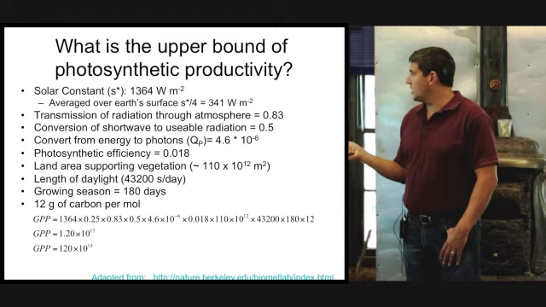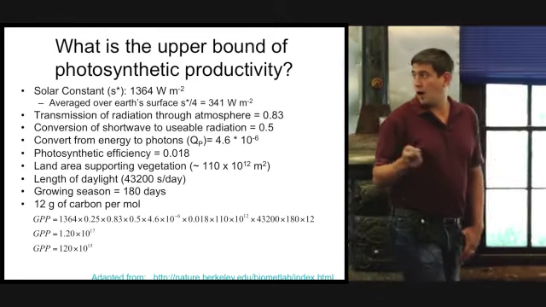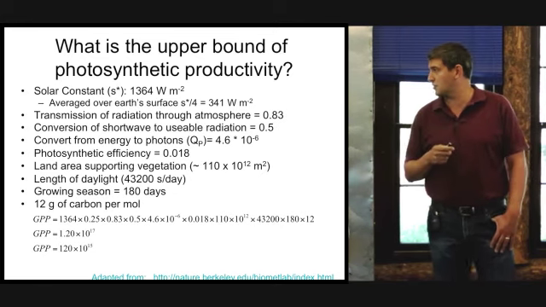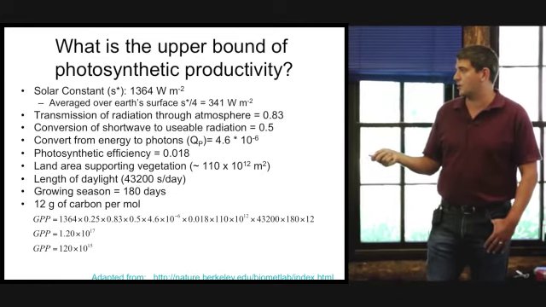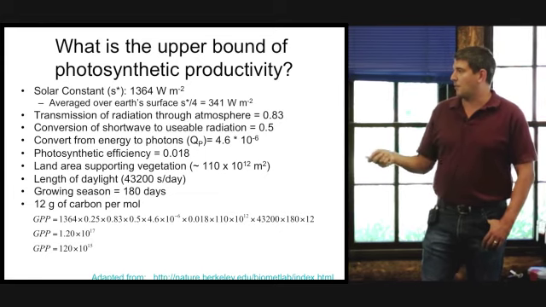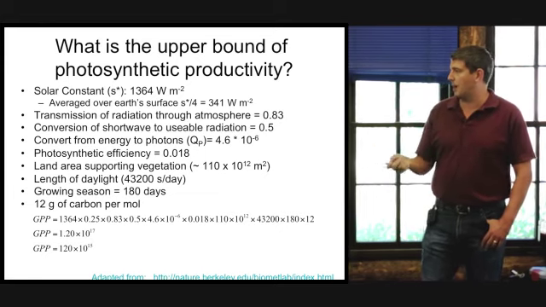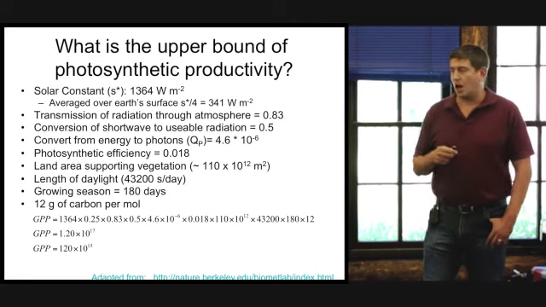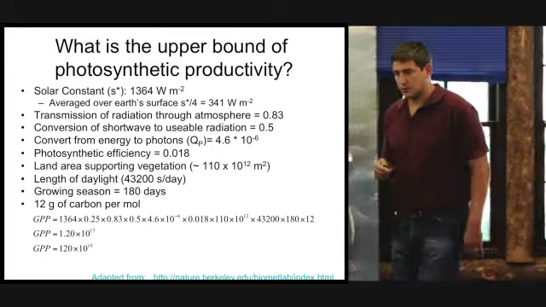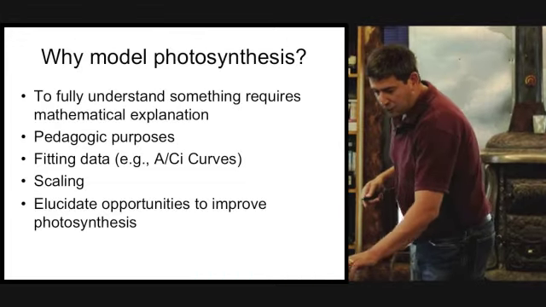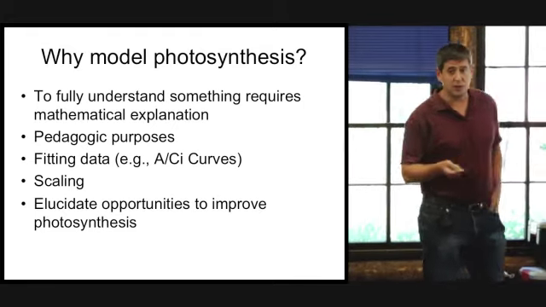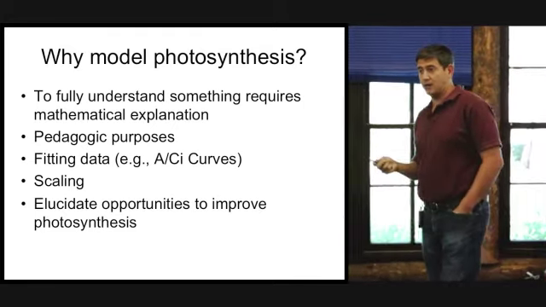Land area supporting vegetation, it's quite a big land area. The growing length of daylight, 43,200 seconds per day of daylight, averaged, of course. Average 180-day growing season. There's 12 grams of carbon per mole. And if you multiply all these things together, you get about 120 gigatons of carbon globally entering terrestrial ecosystems. So there's no doubt that photosynthesis is extremely important. And photosynthesis is a big reason, I assume, why many of you are here today.